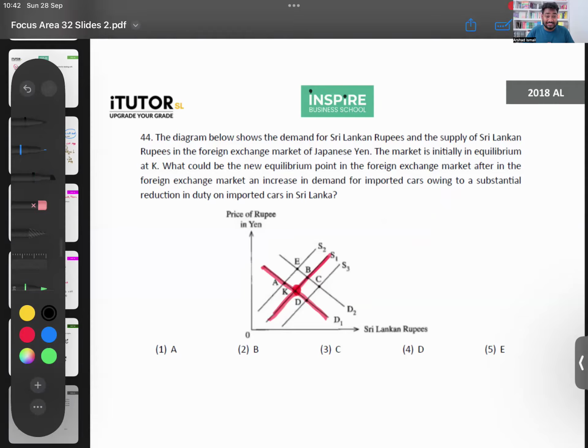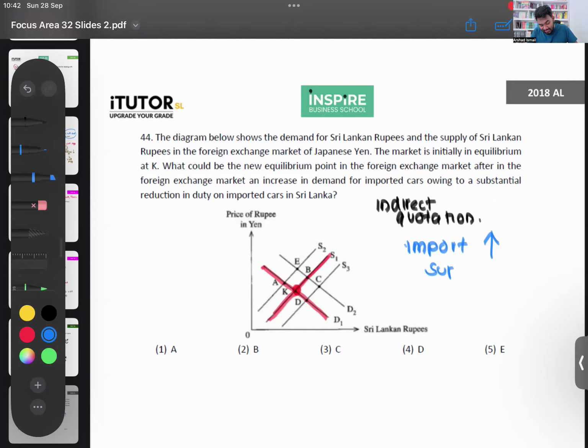First of all, have they given us the direct quotation or the indirect quotation here? They're talking about the demand and supply of the Sri Lankan rupee. This is the indirect quotation. They are saying that in Sri Lanka, they have reduced the import duty. And what is happening now? Sri Lanka is importing more and more cars. So if Sri Lanka imports more and more cars, is there a demand for the rupee or a supply of the rupee? There will be a supply of the rupee.